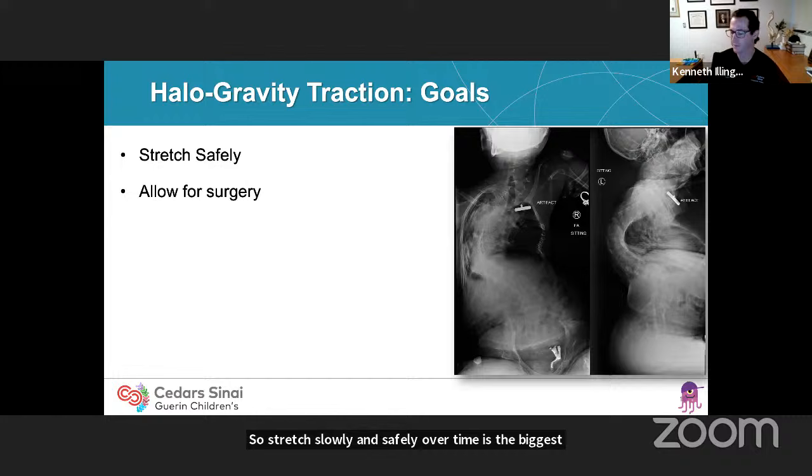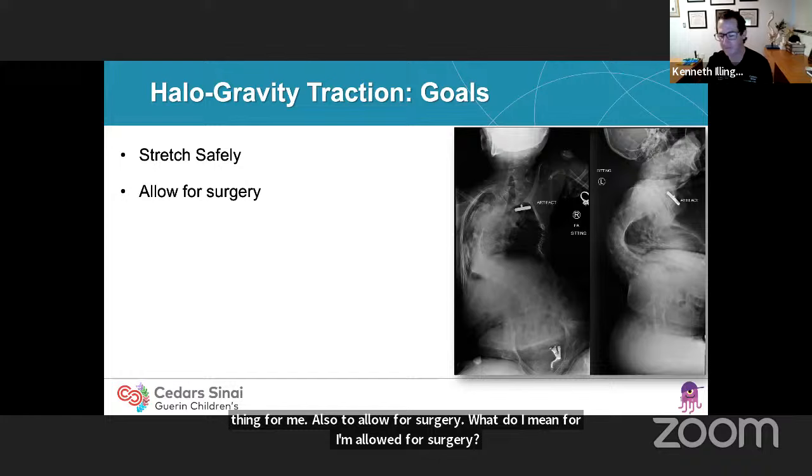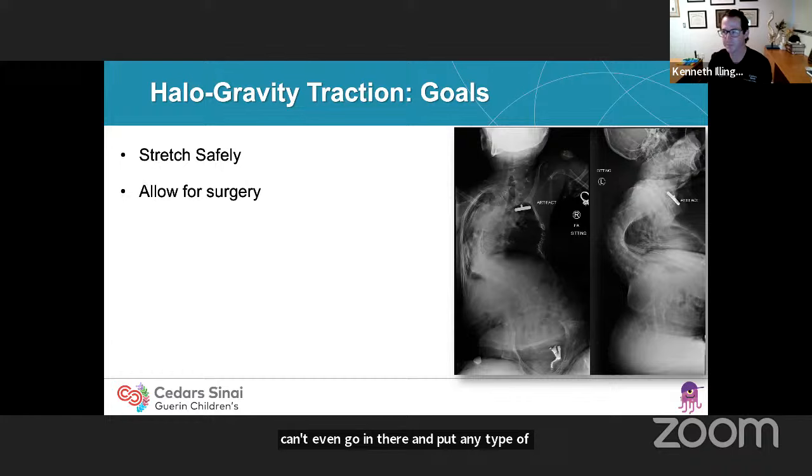What do I mean by allow for surgery? Sometimes these deformities are so severe that you can't even go in there and put any type of instrumentation or any type of rods. It's just not possible. The spine can be literally folded back over on itself. And so just the process of trying to stretch that particular patient out can allow for surgery in the future.